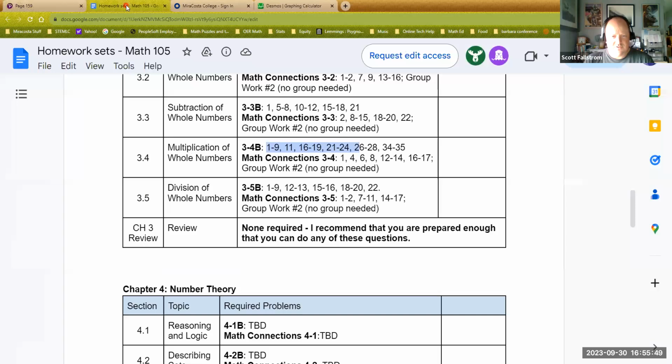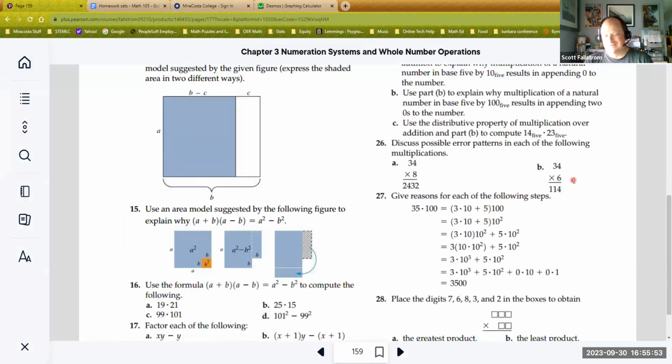Checking the homework problems. What else do I have? 21 to 24, 26 to 28. Oh yeah, error patterns. Students come up with ways to do these problems. So basically, this is like a student did this. What do you think they did wrong?